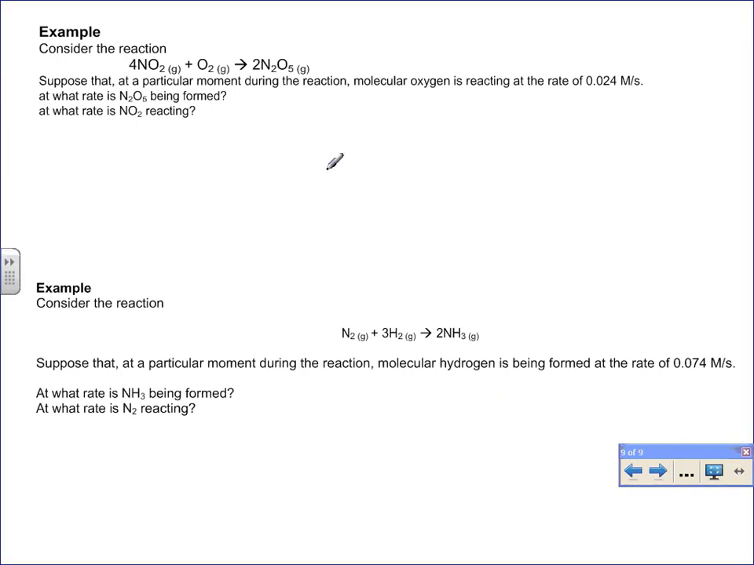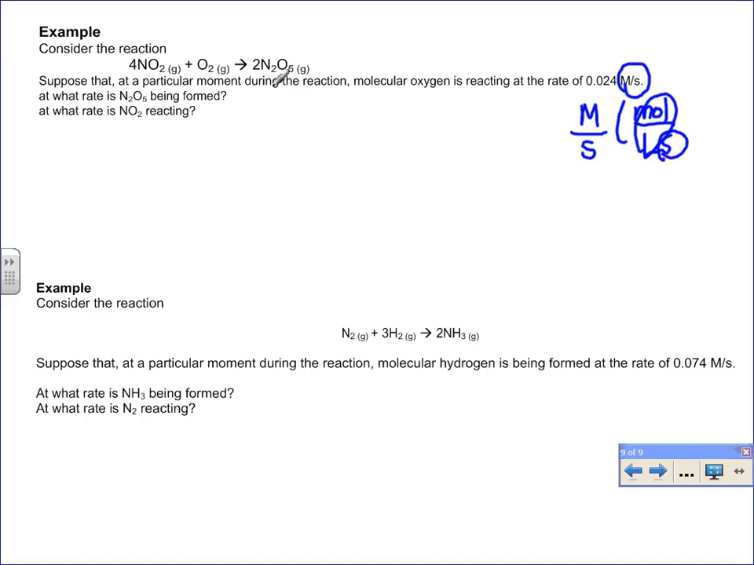We've got this reaction 4NO2 + O2 going to 2N2O5. It says, suppose that at a particular moment during the reaction, the molecular oxygen is reacting at a rate of 0.024 mole per liter per second. Okay. So rate is the change in concentration over time. So that's why the units are molar per second, which is really the same as mole per liter per second. Change in concentration as a function of time.